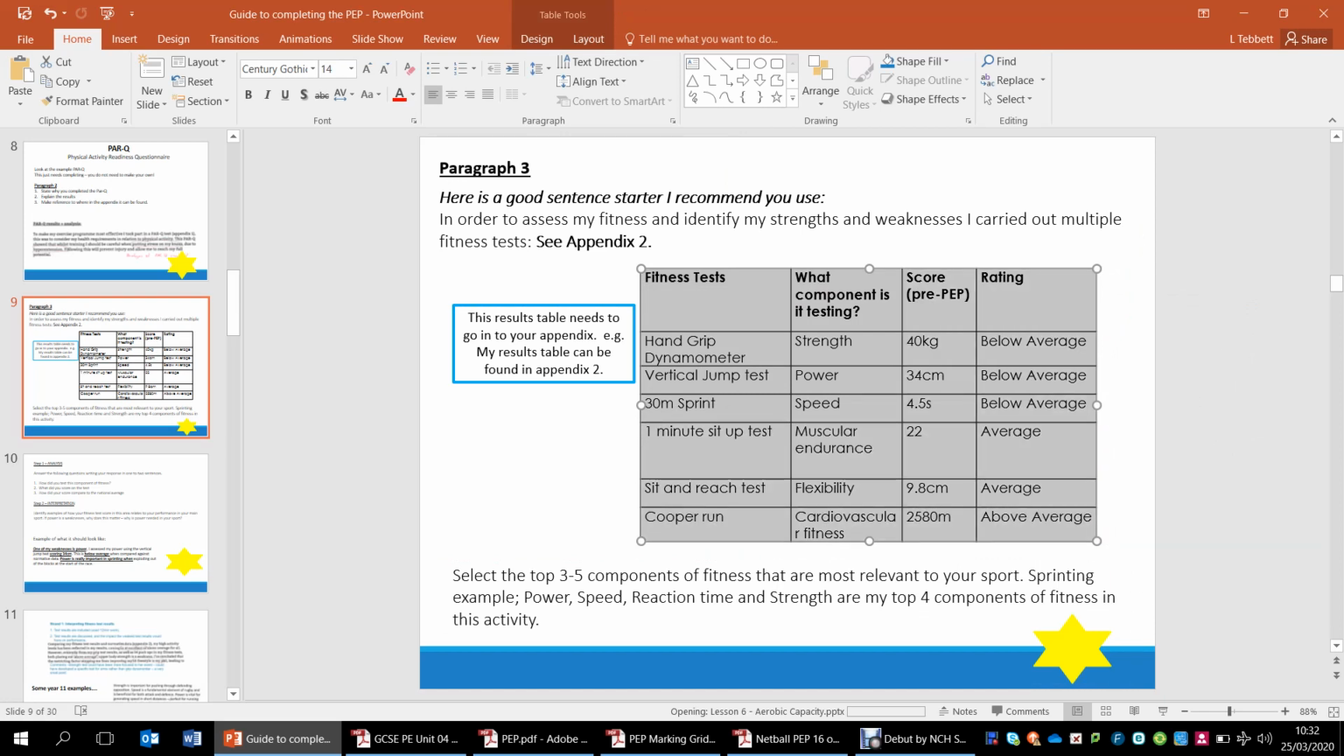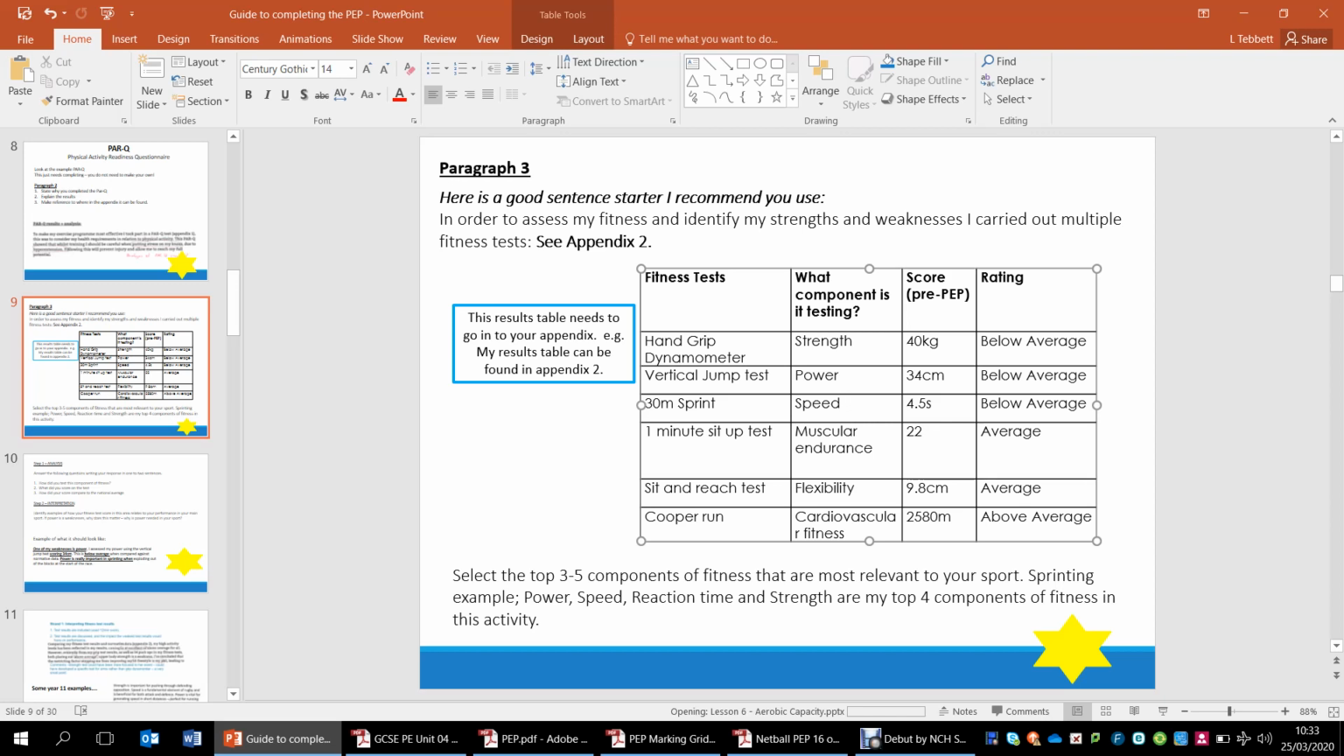And what you should find is you should have tested at least 6 components of fitness, ideally just to give you a good range of results. For example, if you're a sprinter, then you may think about focusing on strength as a key component of fitness, maybe power, speed, and then perhaps reaction time and other things as well. I've done just a generic set of results here, and as you can see in my table, I've compared them against the national average, which gives me an indication of how good my score is. You should be able to find these national averages in your textbook or online if you have a look on a Google search.